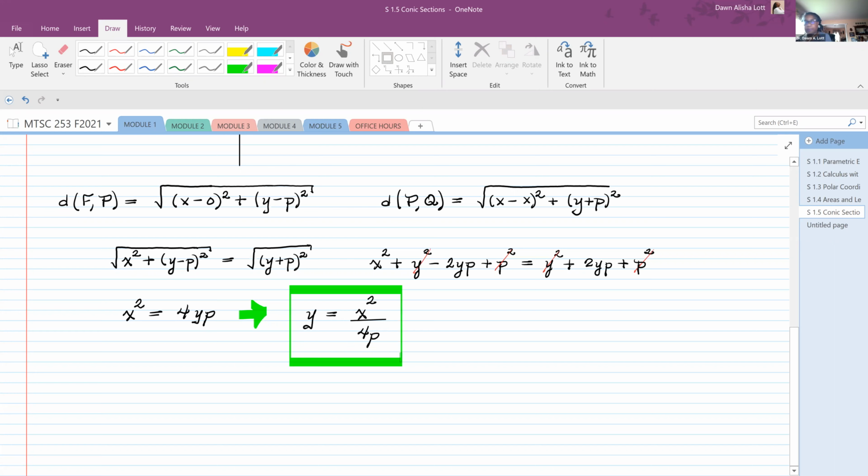That is the equation of a parabola in that form. Okay. So since this is y equals x squared over 4P, this parabola opens upward. It has a focus.